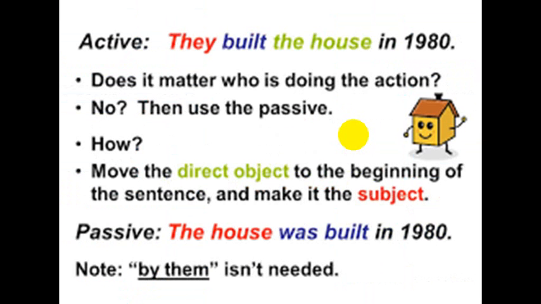Look at the example here. They built the house in 1980. Does it matter who is doing the action? No. Then use the passive. How? Move the direct object, the house, to the beginning of the sentence and make it the subject. The house was built in 1980. Note, by them isn't needed.